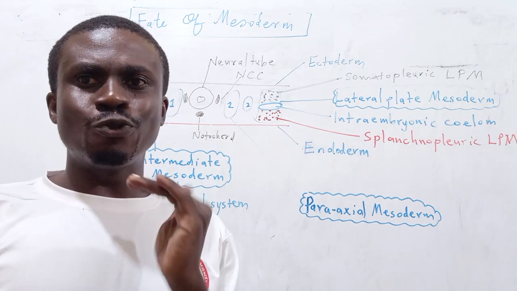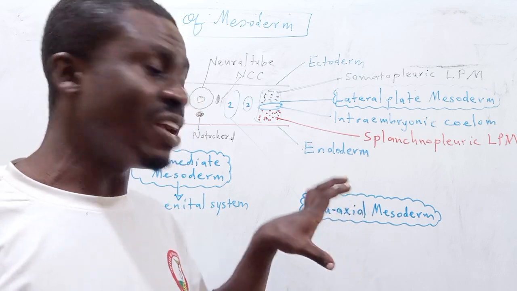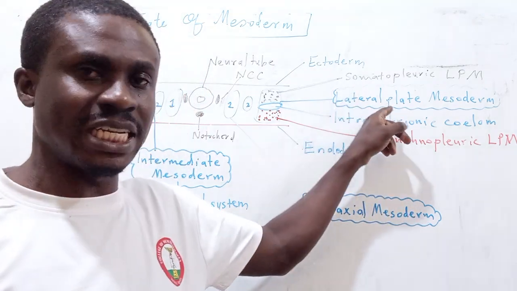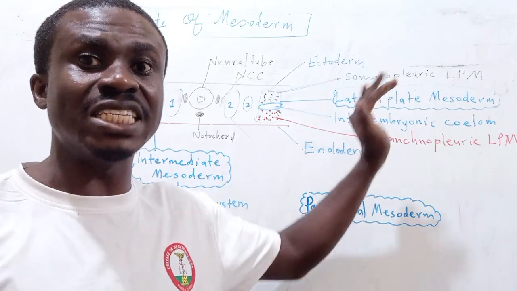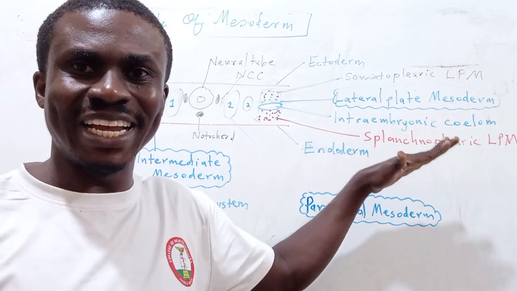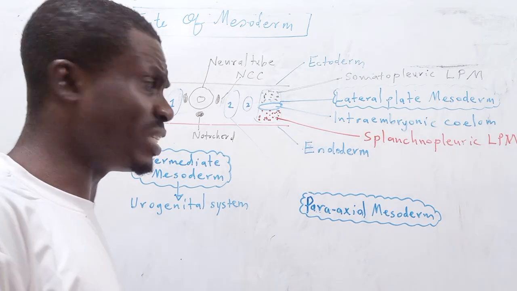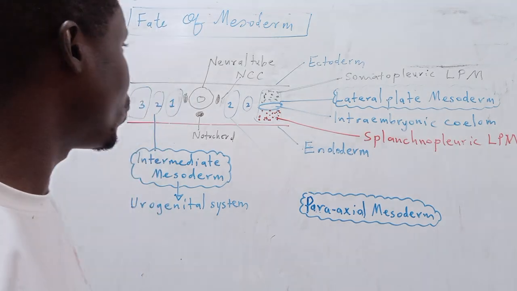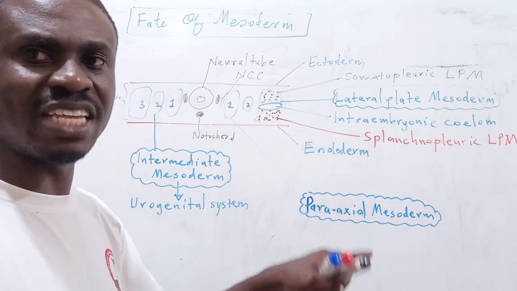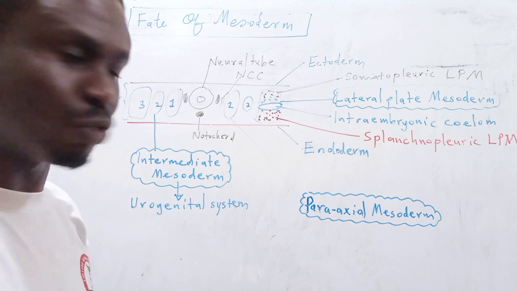Now, for us to do this very well, today we mainly want to talk about the derivatives of this paraxial mesoderm and this intermediate mesoderm, which I've told you is differentiated into the somatopleuric and the splanchnopleuric lateral plate mesoderm. That's what we want to see. So for this reason, we want to quickly look at the derivatives of the paraxial mesoderm, and of course the derivatives of the lateral plate mesoderm.